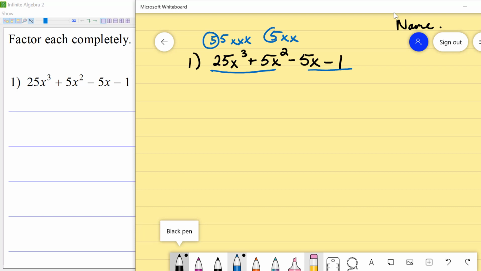So 5 looks like it's common and 2 x's are common. So it's 5x squared. So that should feel just like the last one we did. Now the next one is the one we have to kind of keep our eye on. Right here.